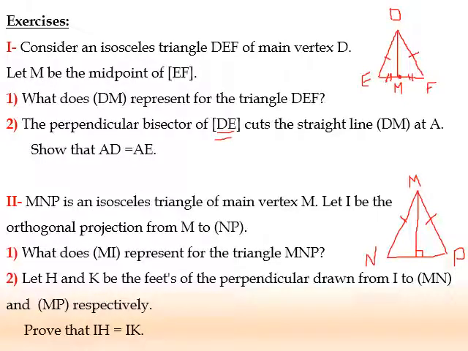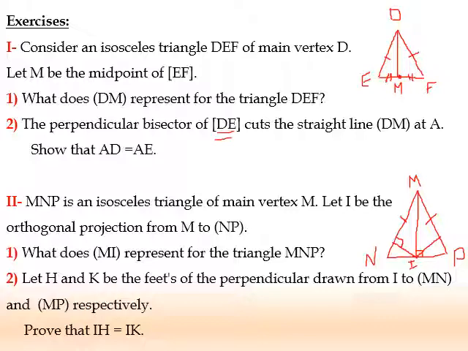What does MI represent for triangle MNP? What do we call the segment that is drawn from the vertex perpendicular to the opposite side? Now let H and K be the feet of the perpendiculars drawn from I to MN and MP respectively. Here from I I have to draw a perpendicular relative to MN and MP respectively.